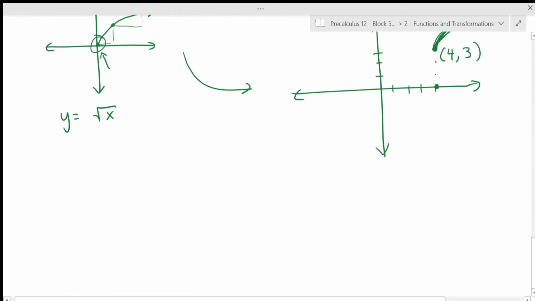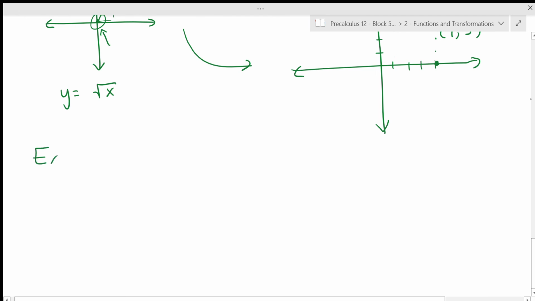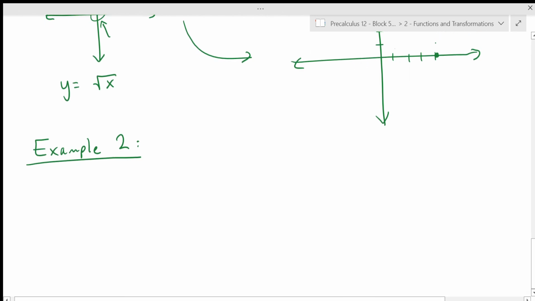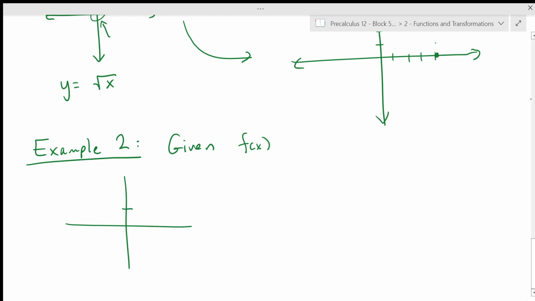Okay, so what else might I have to do? Example 2, I might have to graph given f of x, and I have a graph here of f of x. So let's see, this is at 1. And then I have a graph that's coming down like a line and over here. I want to graph f of minus x, and I want to graph 2f of x.